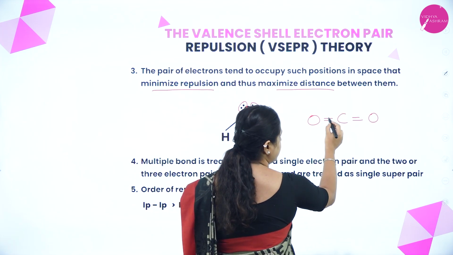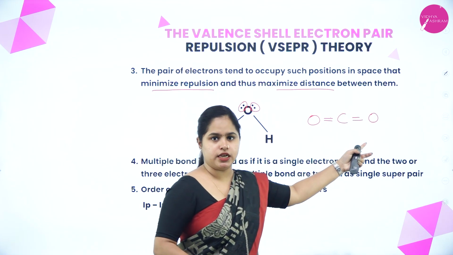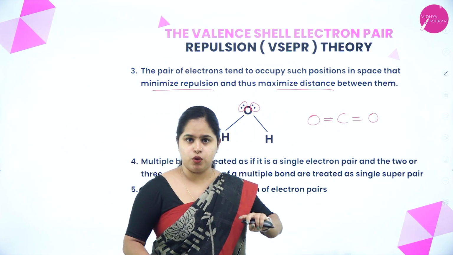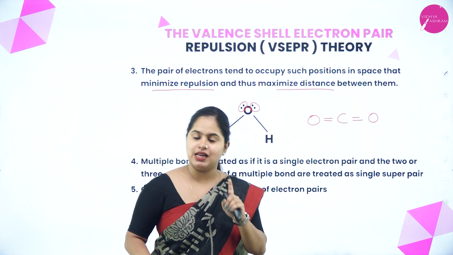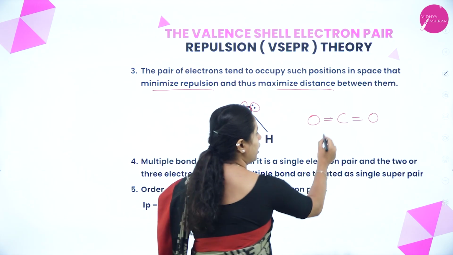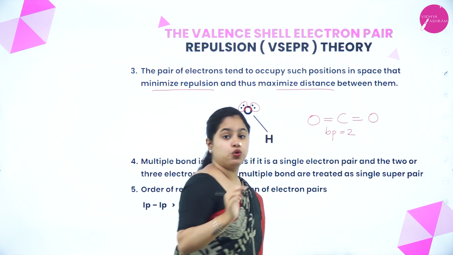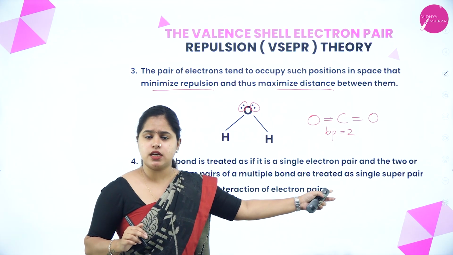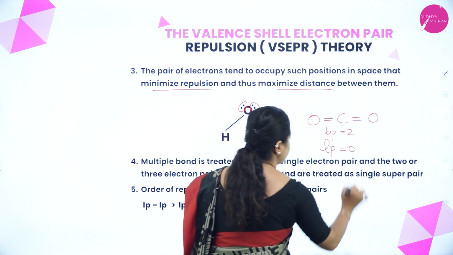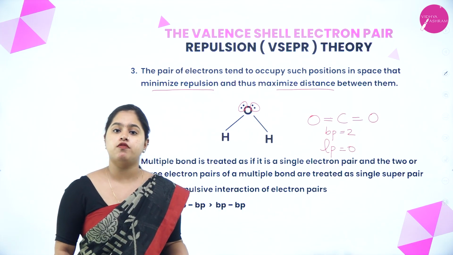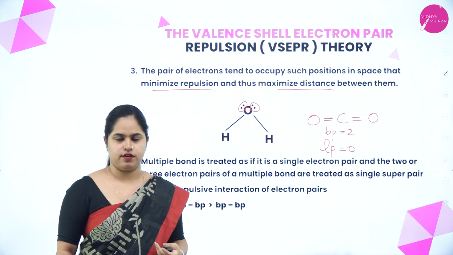As you can see here, there are 2 pairs here and 2 pairs here, which will give you a total of 4. But still, according to VSEPR theory, multiple bonds are considered as a single bond only. So 1 bond here and 1 bond here, that will give a total of 2 bond pairs. Are there any lone pairs around the central atom? No, right? So the number of lone pairs will be 0. So what will be the total number of valence electron pairs? That will be 2 plus 0, that is 2 itself. Clear?